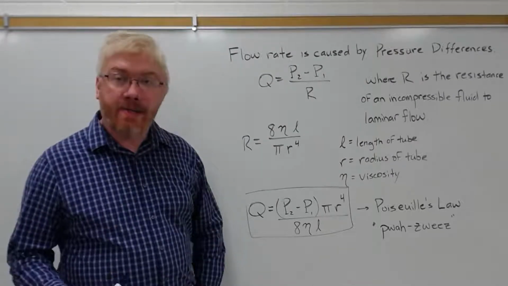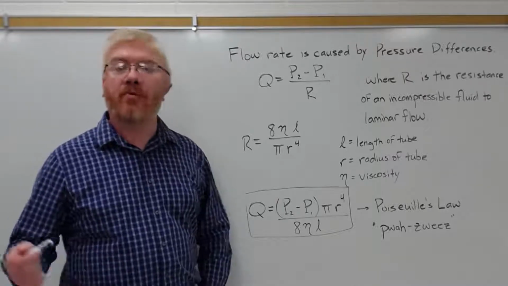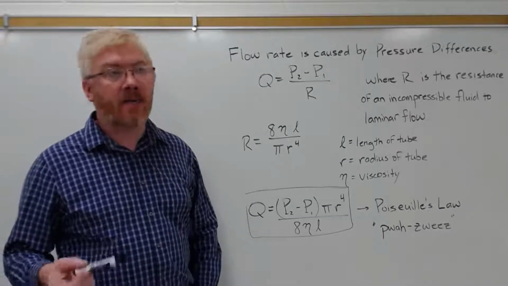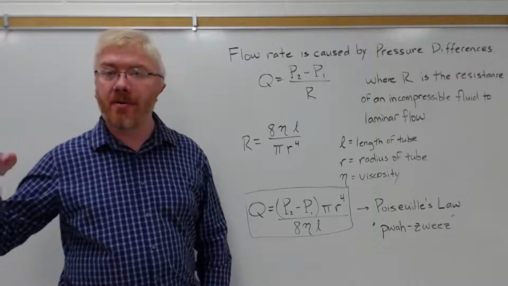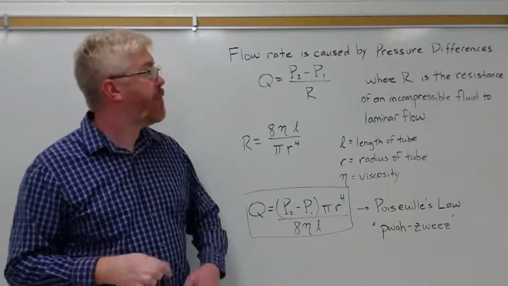The flow rate of a system depends on pressure differences. So if you want water to move from one area to another area, you have to supply a pressure difference. For example, a garden hose, right? You turn on the garden hose, the high pressure that comes from the water tower pushes water out to the atmospheric pressure at the end of the hose.